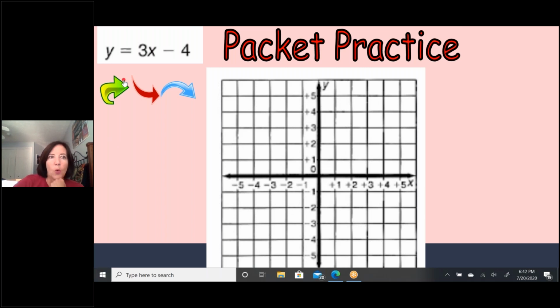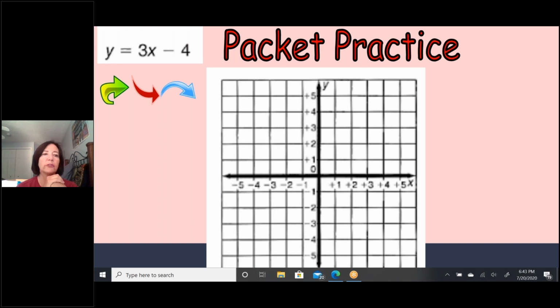So the first one, we have to take this equation, y equals 3x minus 4, and we have to graph it. And they've given us our little grid here. We need to graph it. And so I say to myself, what is the easiest point? They've given me an equation. What is the easiest point for me to find on my graph? And I always think that that's going to be the y-intercept.